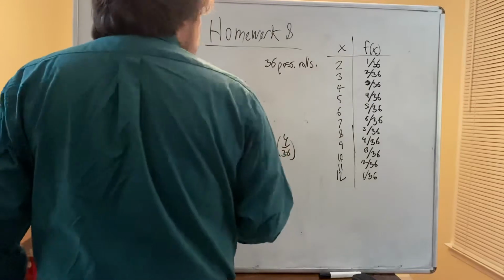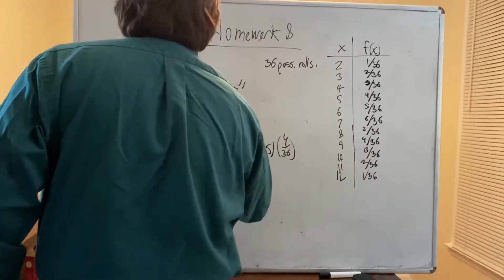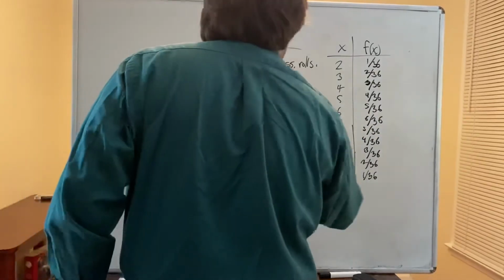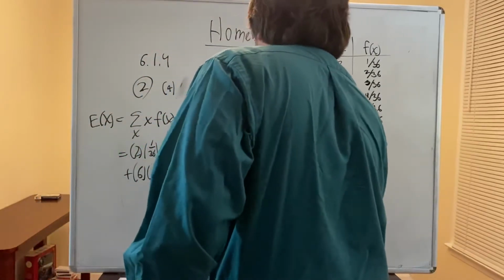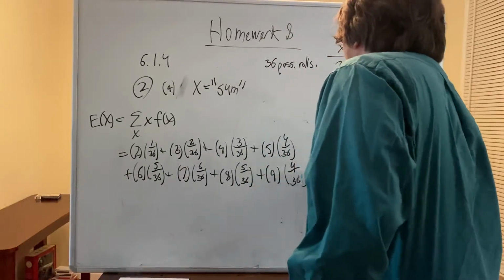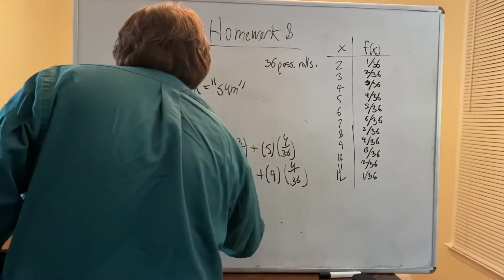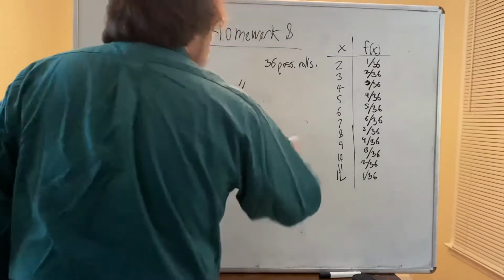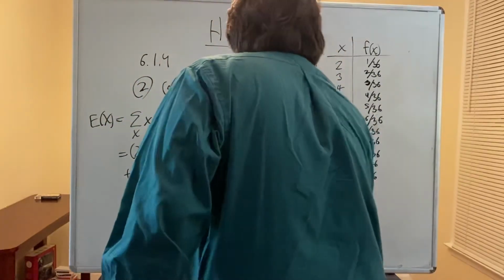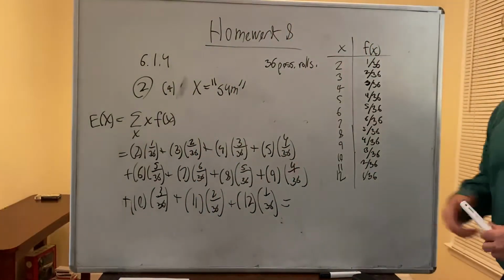plus 6 times 5 over 36, plus 7 times 6 over 36, plus 8 times 5 over 36, plus 9 times 4 over 36, plus 10 times 3 over 36, plus 11 times 2 over 36, plus 12 times 1 over 36. Okay, and so you multiply each of those and you add up the products.